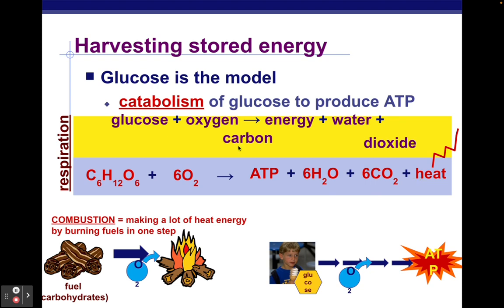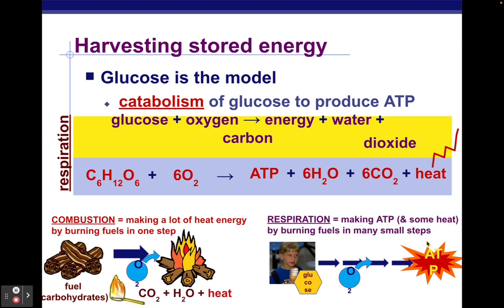Pretty soon you're going to be able to tell me where everything's used and where everything is produced. It's going to be really cool. We know this occurs in our mitochondria, and we're going to talk about that more. So combustion means making a lot of heat energy by burning fuels in one step. The fuel here is the carbohydrates. Combustion occurs with oxygen. Again, we talk about that. So glucose plus oxygen makes ATP.